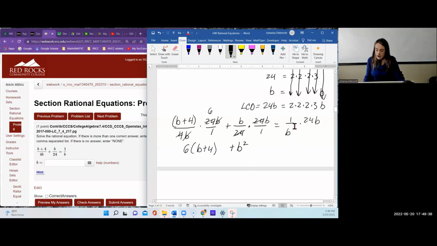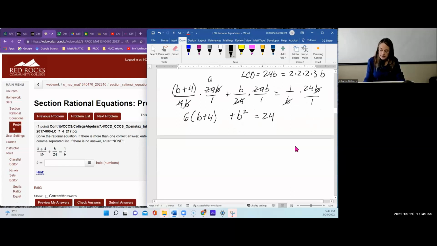On the right side, I have 1 times 24b over b times 1. I reduce first by canceling the b's to get 24. After multiplying by the lowest common denominator, I want to simplify what I have, and I start by distributing the 6 over the b plus 4. That gives me 6b plus 24 plus b squared equal 24.